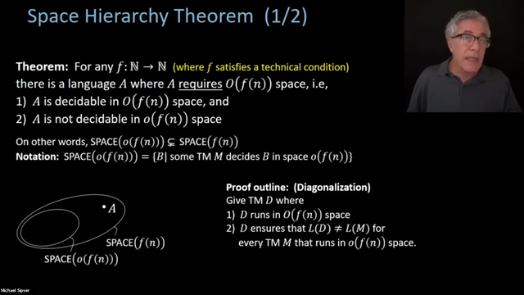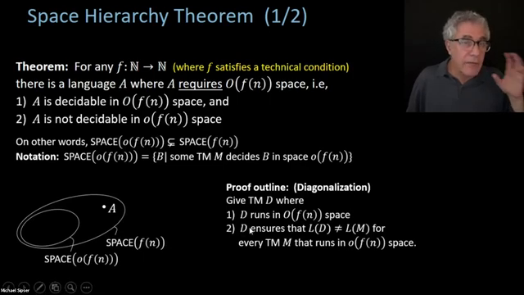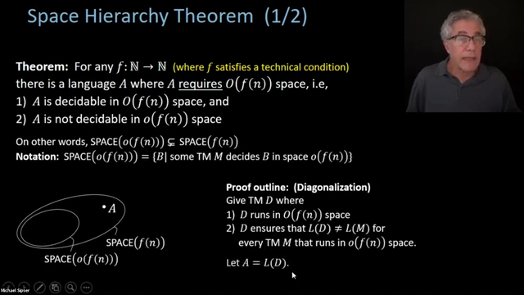The way it does that is it makes sure that its language is different from any language that is decidable by a Turing machine in less space. And it's going to be different in at least one place. So D is going to guarantee that its language cannot be done in little o of f of n space, because it's going to be different from every language that's doable in little o of f of n space somewhere. Okay, that's the point. And then the language A is going to be the language of this Turing machine D.